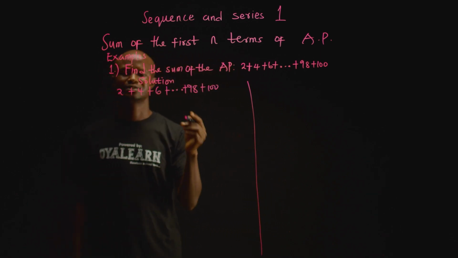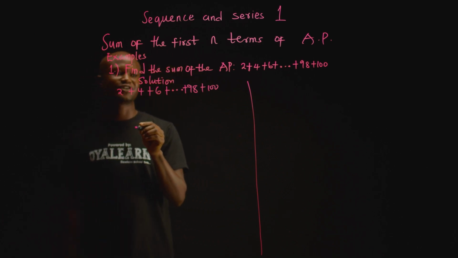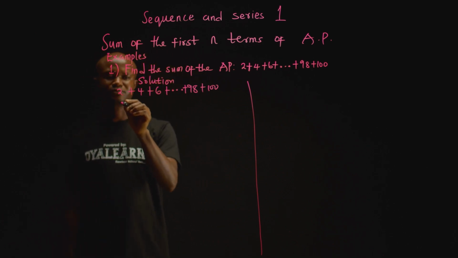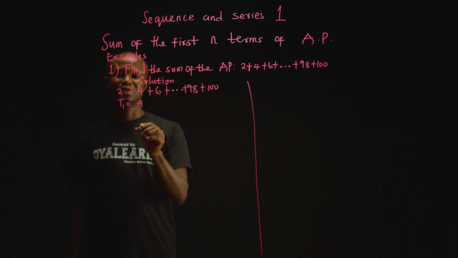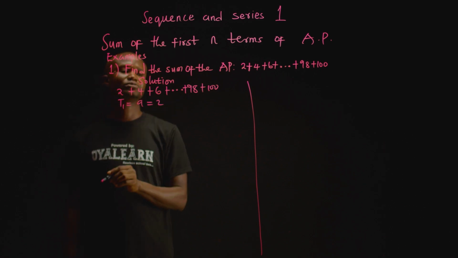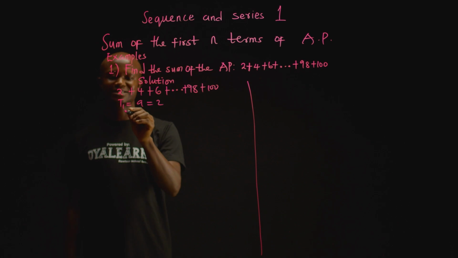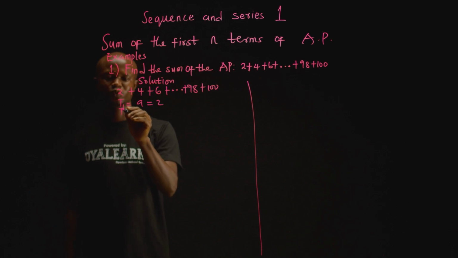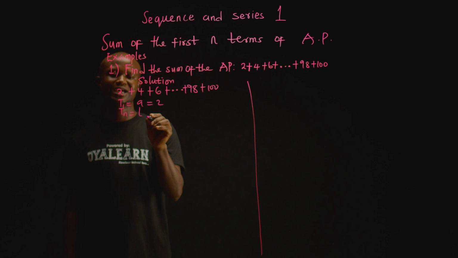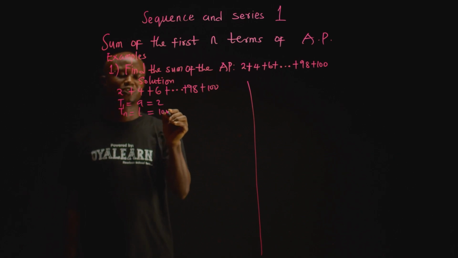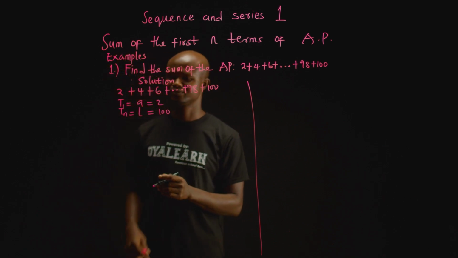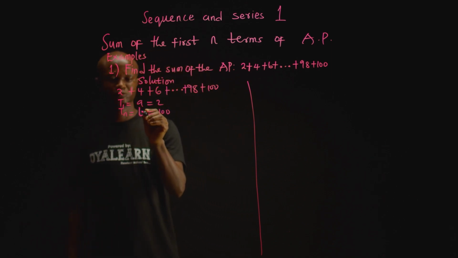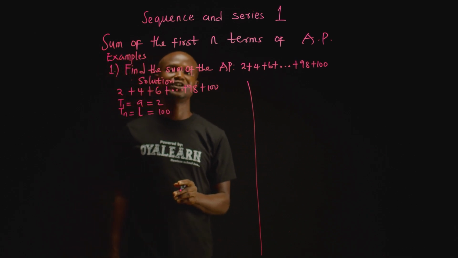This is a series. Now the first term of this series here is A, the first term, which is T1 equals A, and that equals 2. And the last term, which is Tn, the last term L, is equal to what? 100. Now I want to find the sum of the AP.